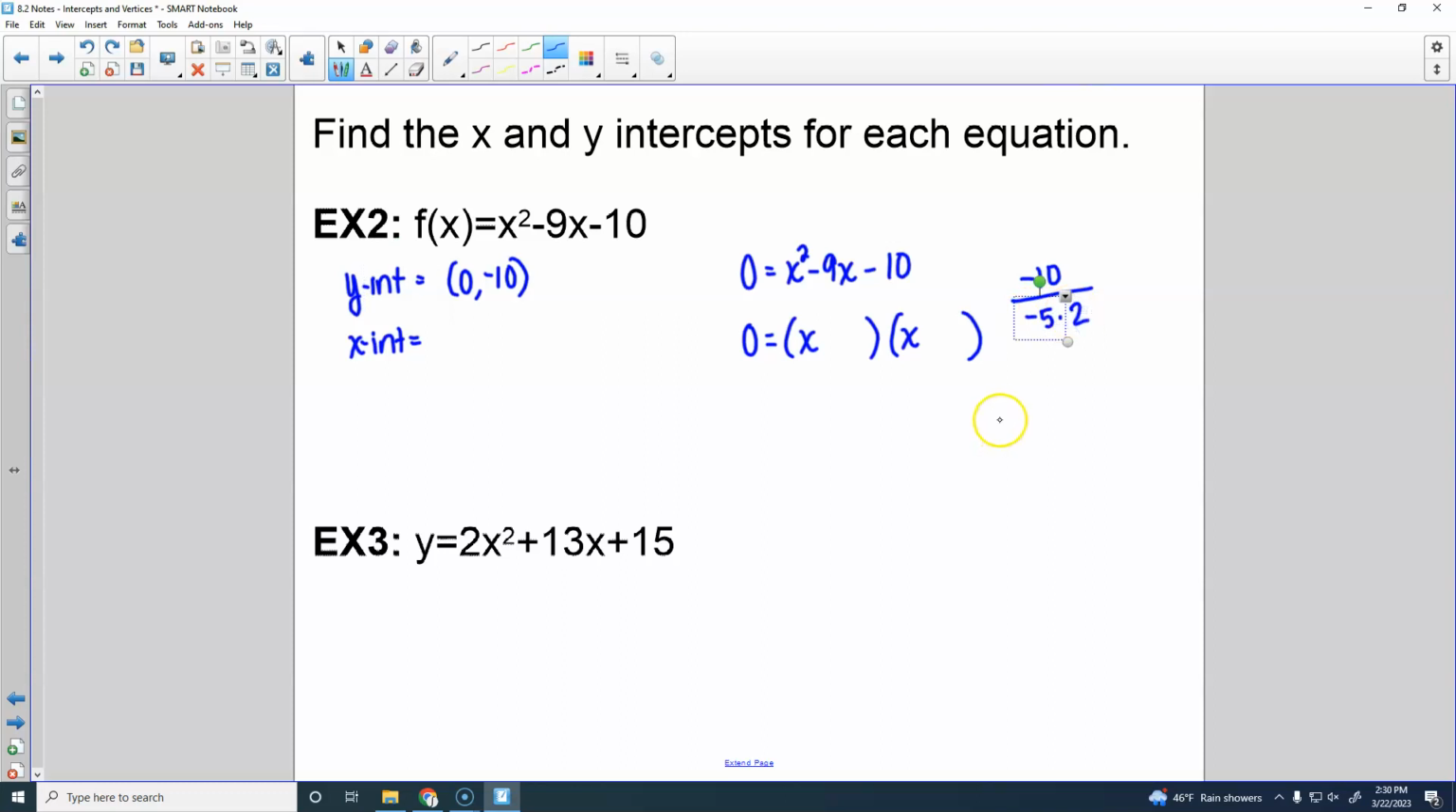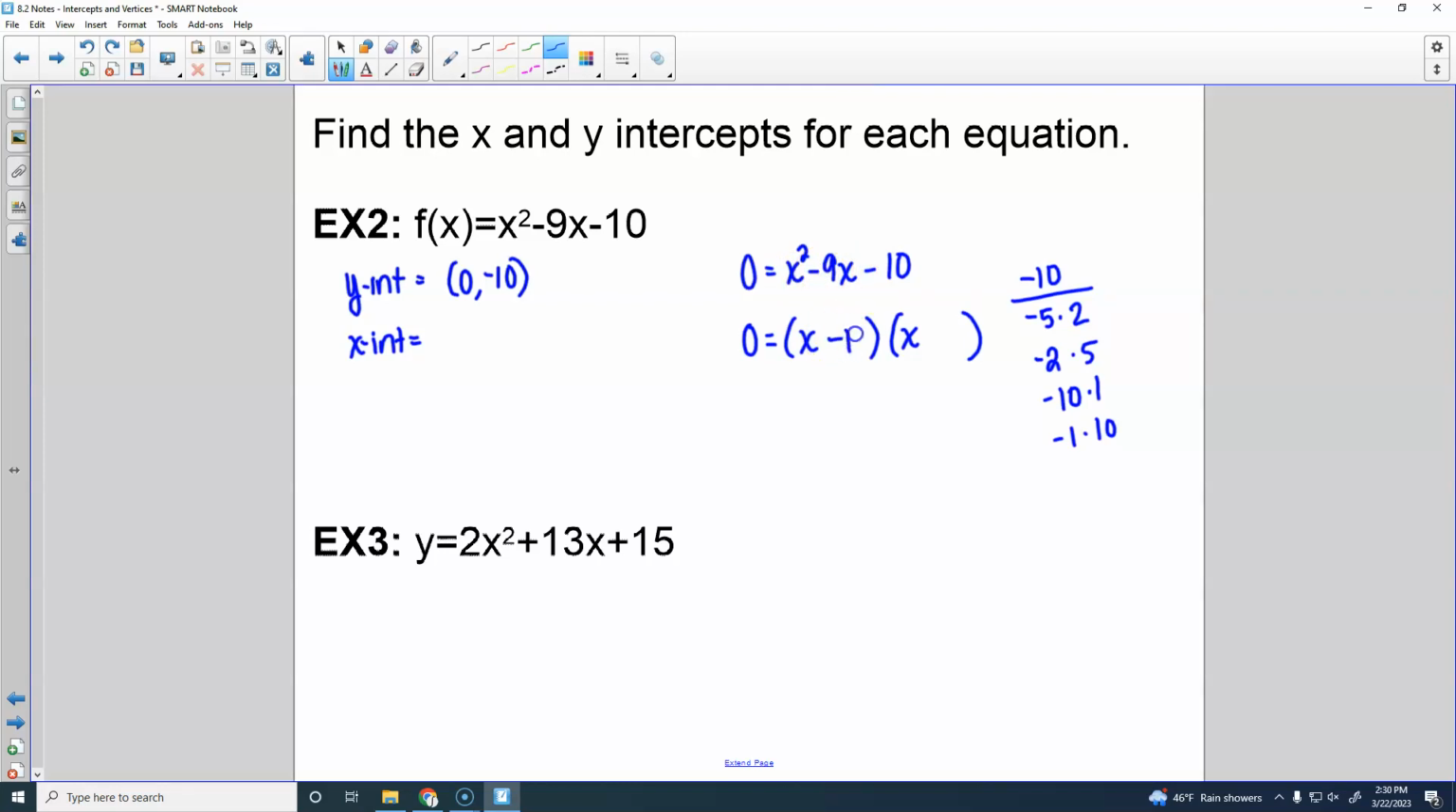Okay, negative 5 and 2. What else? Negative 2 and 5. What else? Negative 10 and 1. Negative 1 and 10. Okay. 10, I think, is probably going to be the case. We need our terms to give us negative 9 in the middle. So which one do you think we should try?